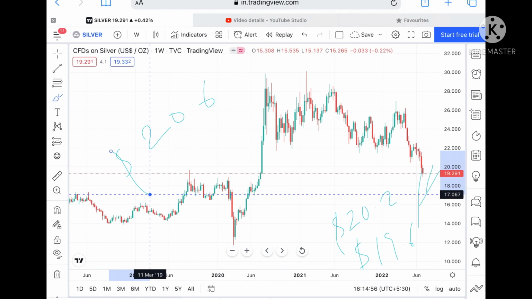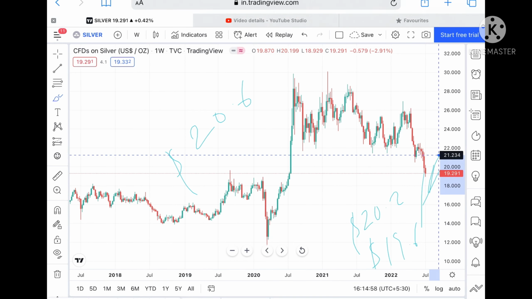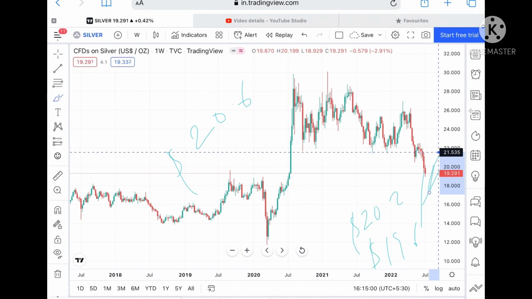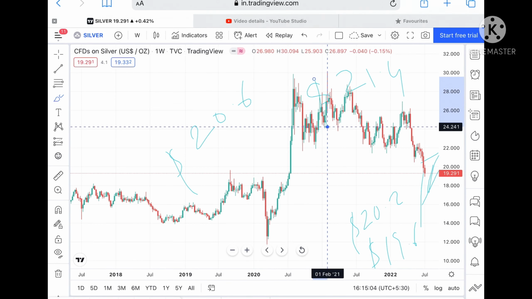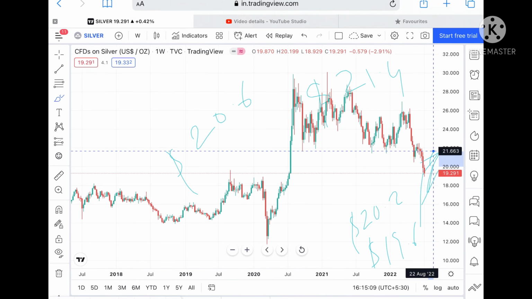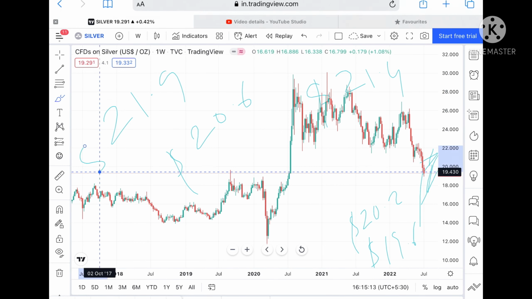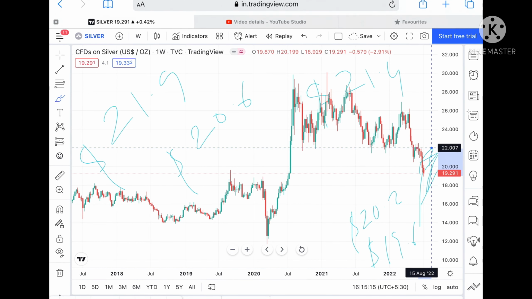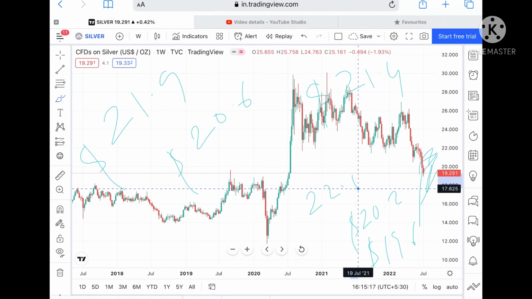$20.6. Suppose the price goes above that level, then we can see it go further upside towards a level of $21.4, and from there further upside towards a level of $21.535. Once the price goes above that level, we can see it move to a level of $21.9, and from there to a level of $22.07.